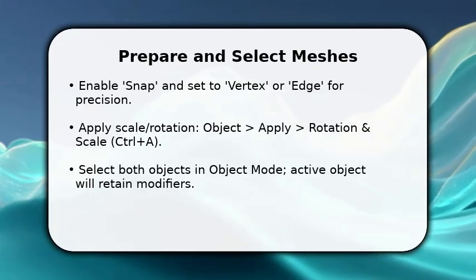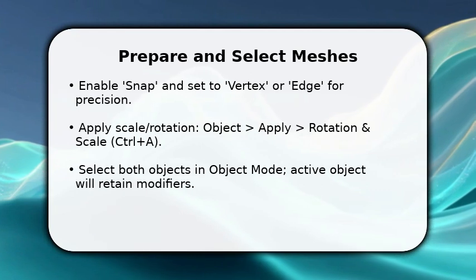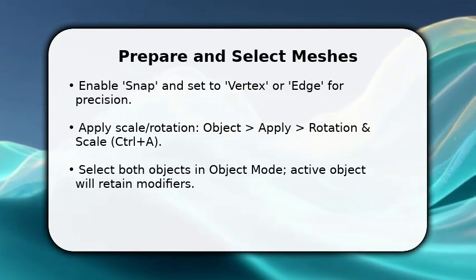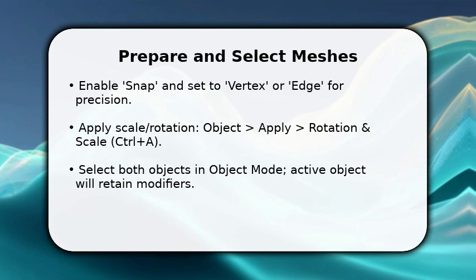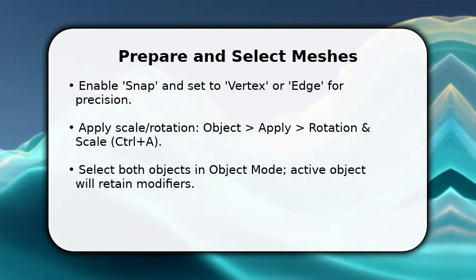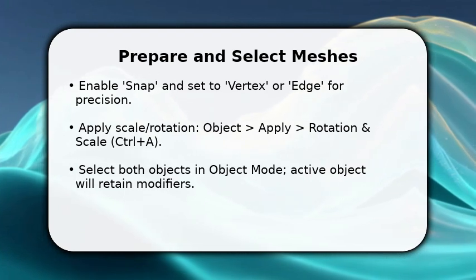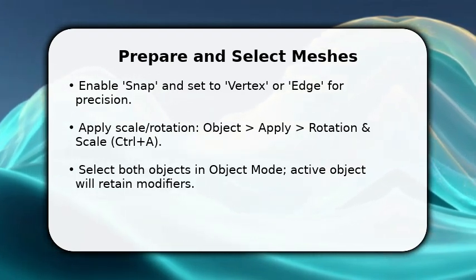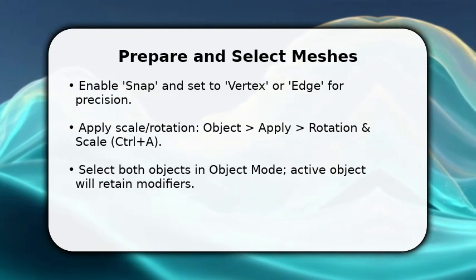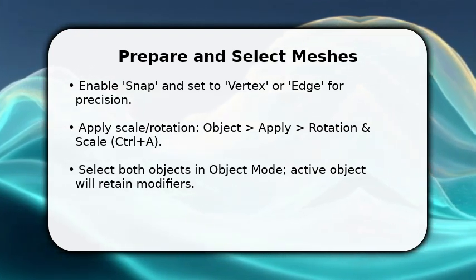You start by preparing both meshes so they behave predictably. First, apply rotation and scale, Ctrl+A, on each object. This prevents distorted transformations later. Then enable snap and choose vertex or edge to align points precisely. This helps when you bring edges or vertices together.